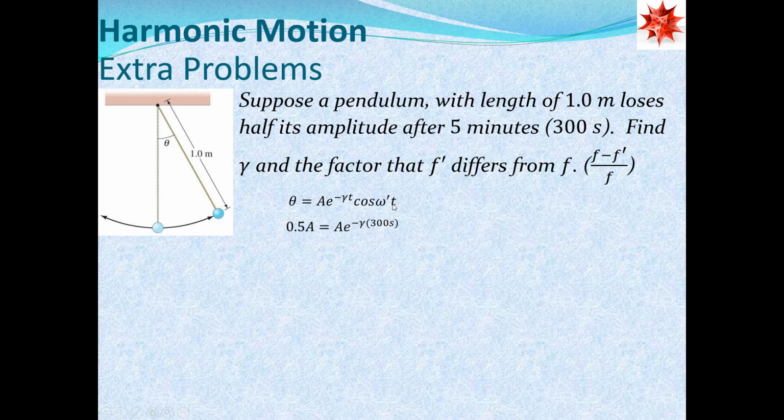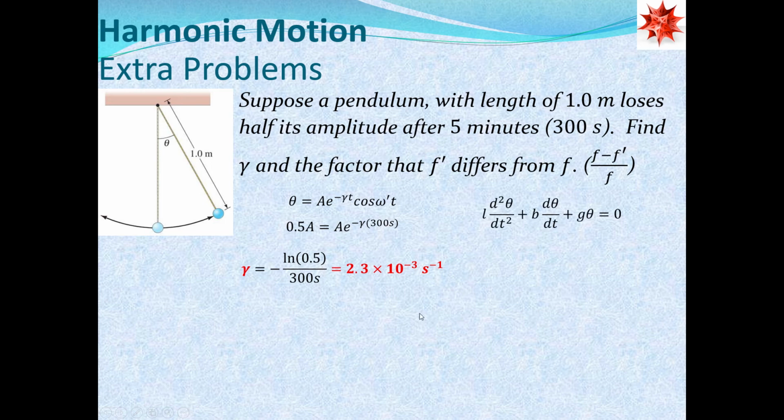So I'm ignoring the cosine omega t part, and I'm going to plug 300 seconds in for the time, and I'm just going to end up solving for gamma. The A's drop out, take the ln of both sides, and we end up getting that the gamma factor is this, 2.3 times 10 to the negative 3 per, hertz, if you will. All right.